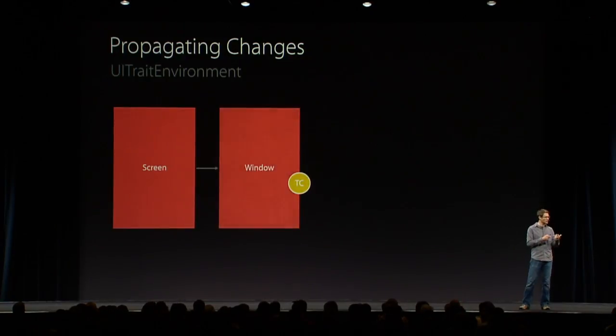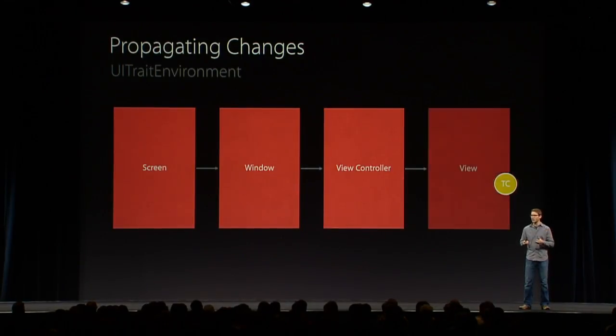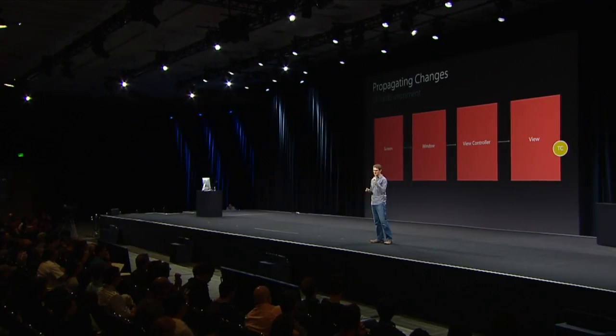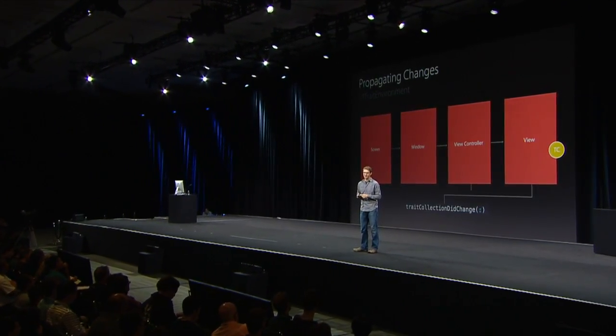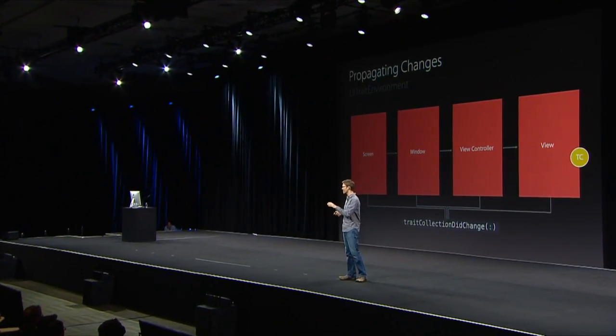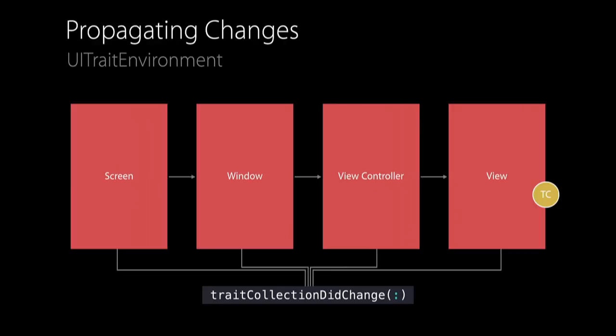Then the screen's going to pass it down to all the windows that are on that screen. And then the window's going to pass it to its root view controller, to its view, then down to its subview controllers and subviews, and so on. Now, each stop along the way here is a class that conforms to UITraitEnvironment. And UITraitEnvironment has a key method called traitCollectionDidChange. So at each stop along the way, as this trait collection is getting propagated down, it's going to call traitCollectionDidChange. This is where you as developers are going to override and make your applications adaptive. So traitCollectionDidChange is the key method here. And you're almost exclusively going to override this at the view controller and the view level.